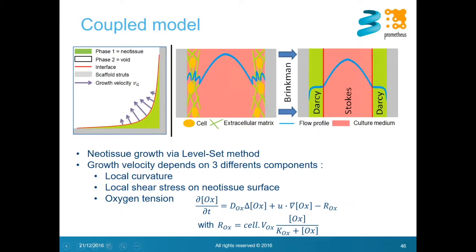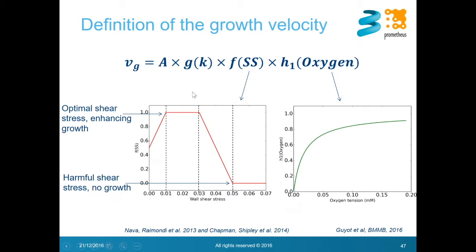Now, obviously, apart from curvature or the geometry and the shear stress, you also have oxygen that is very important. So we added an equation for the oxygen tension, where you have diffusion, advection, and consumption. And so in the end, we had a growth rate of the neo tissue, so of the interface, which is depending on curvature, on shear stress, and on oxygen. Oxygen saying that there simply needs to be oxygen for cells to survive. And for the shear stress, well, there is an optimal value where you will have optimal growth, and when your value of shear stress becomes too high, it's harmful and there will be no growth at all.